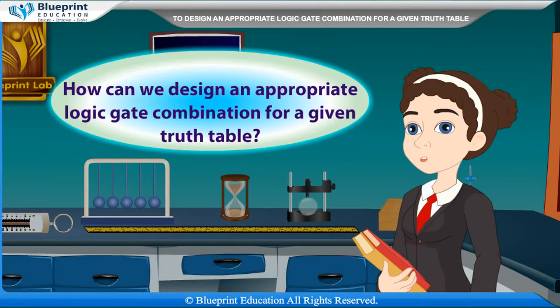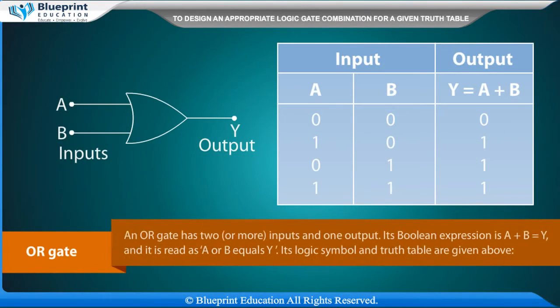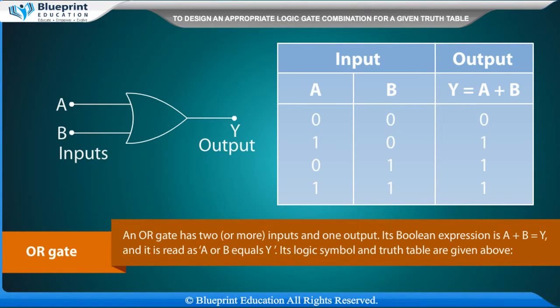Madam, how can we design an appropriate logic gate combination for a given truth table? The three basic logic gates are OR gate, AND gate, and NOT gate. OR gate. An OR gate has two or more inputs and one output. Its Boolean expression is A plus B is equal to Y, and it is read as A or B equals Y. Its logic symbol and truth table are given above.